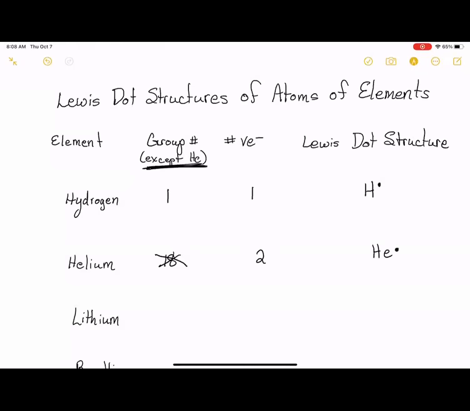Now, you can add your electrons where they are here, or we could add it.